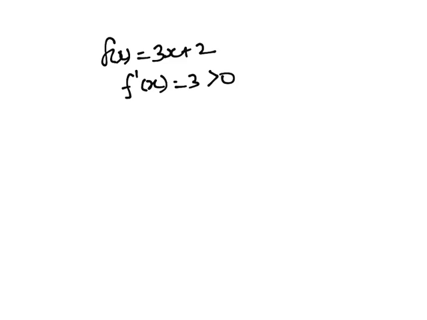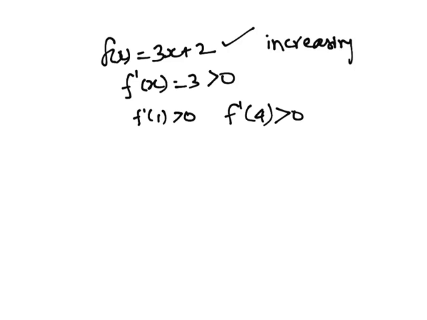That means whatever you put for x, like f dash of 1 or f dash of 4, will be positive, because all of them are 3. f dash of 1 is 3, f dash of 4 is 3, f dash of 5 is 3, everything is positive. That means this function is increasing throughout. So let me cross check, draw x-axis, y-axis.